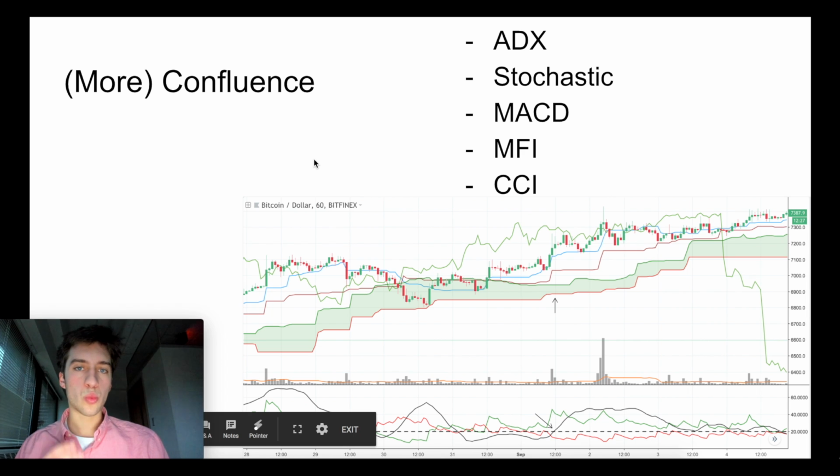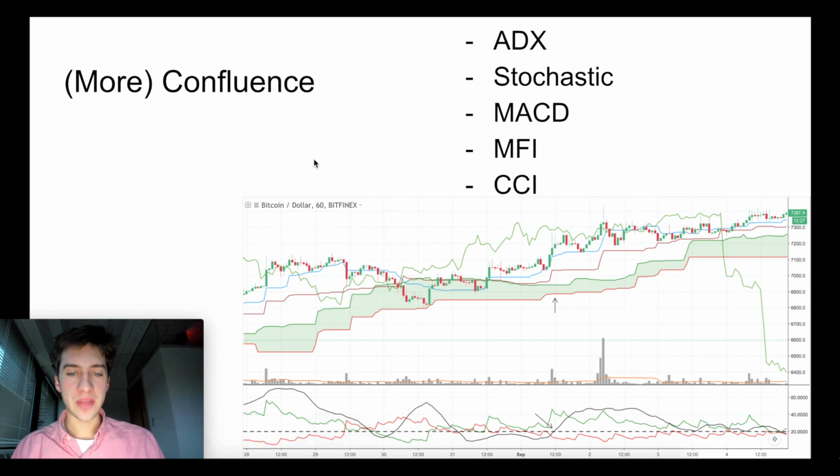Of course, with any indicator, especially the Ichimoku cloud, I'd recommend using secondary indicators as well, and that's why I gave an example of the ADX here. If you want something a little bit simpler, you could just do MFI, or you could just do a MACD or stochastic. These are two very simple indicators. And the MFI is just an overbought, oversold indicator that takes into account volume.